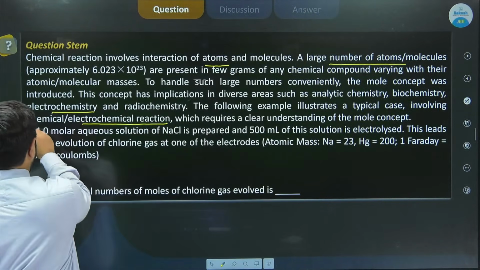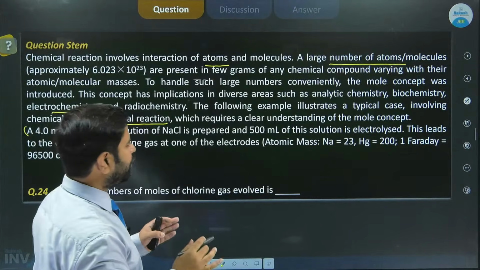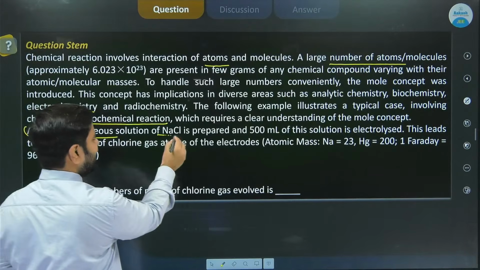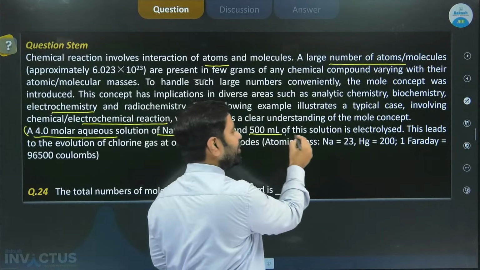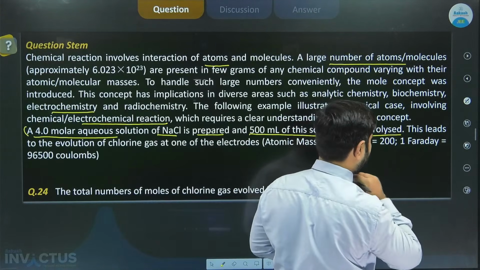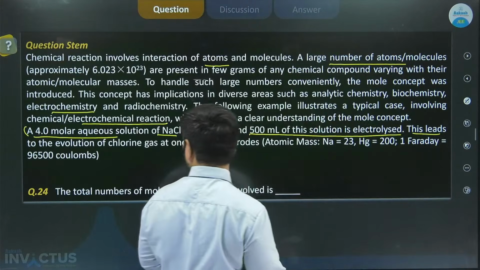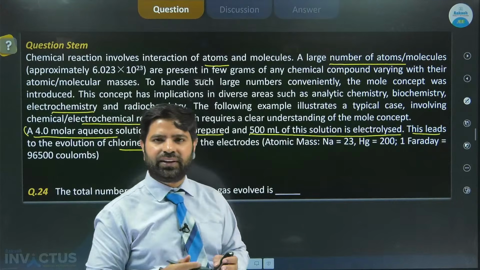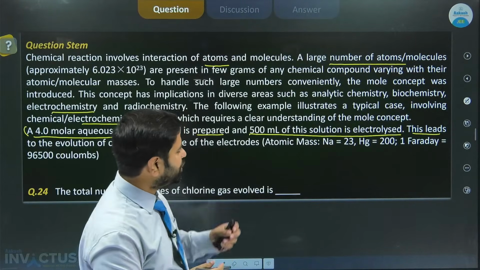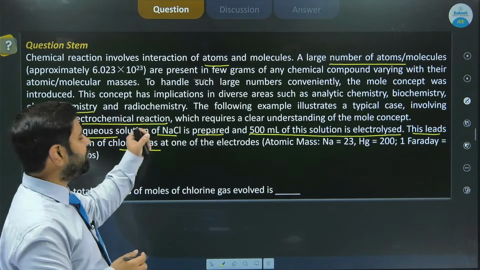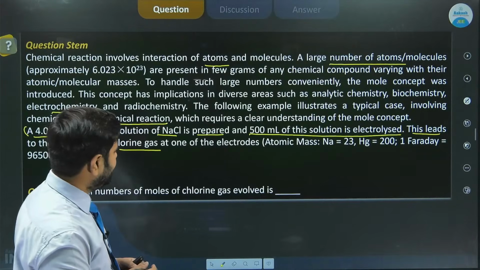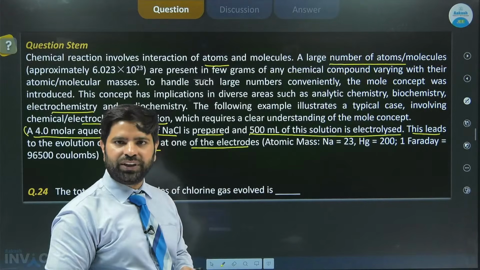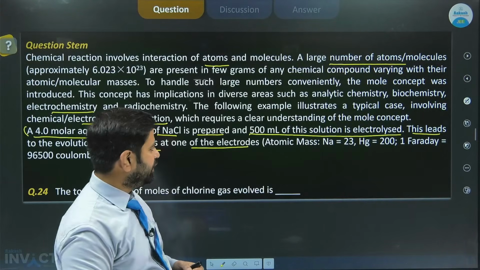So let's read the main point of the paragraph. A 4 molar aqueous solution of NaCl is prepared and 500 ml of this solution is electrolyzed. And this leads to the evolution of chlorine gas. That means electrolysis of NaCl is done here, and the question is telling about this leading to the evolution of chlorine gas at one of the electrodes. So we'll have to do the electrolysis of NaCl.